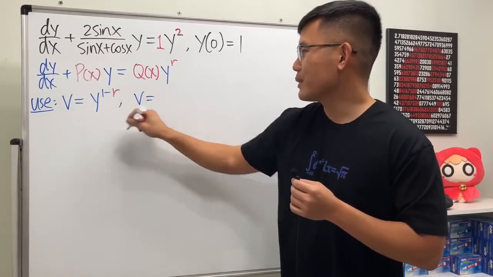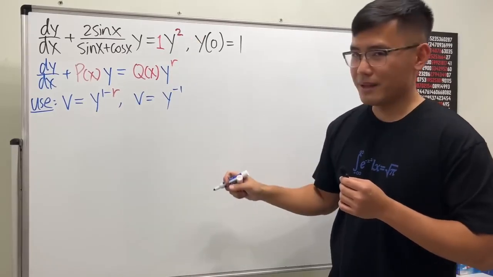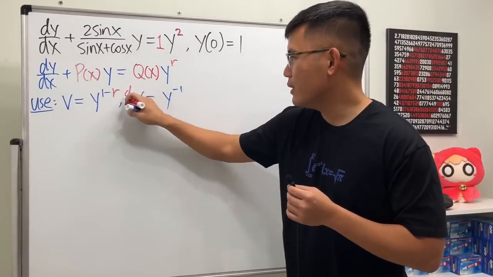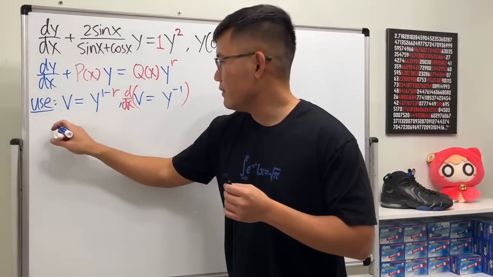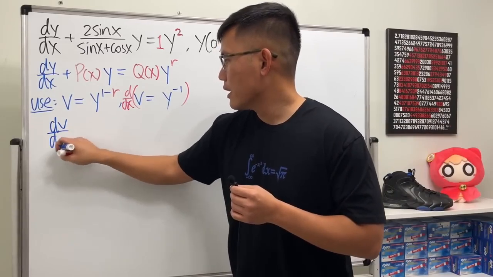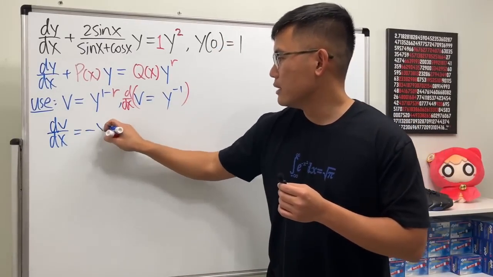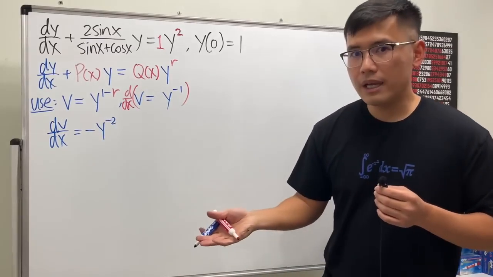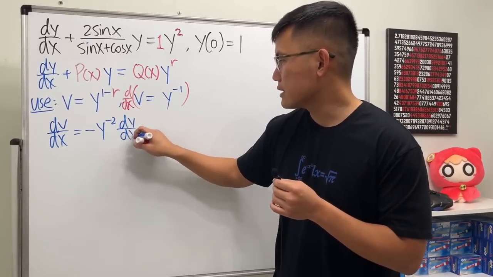v equals, in our situation, y to the 1 minus 2, so we have negative 1. Take a look right here, and then we differentiate both sides with respect to x. So we see we have dv/dx, that's equal to, put the negative 1 to the front, and then y to the minus 1, and then because y is a function of x, we multiply by dy/dx.